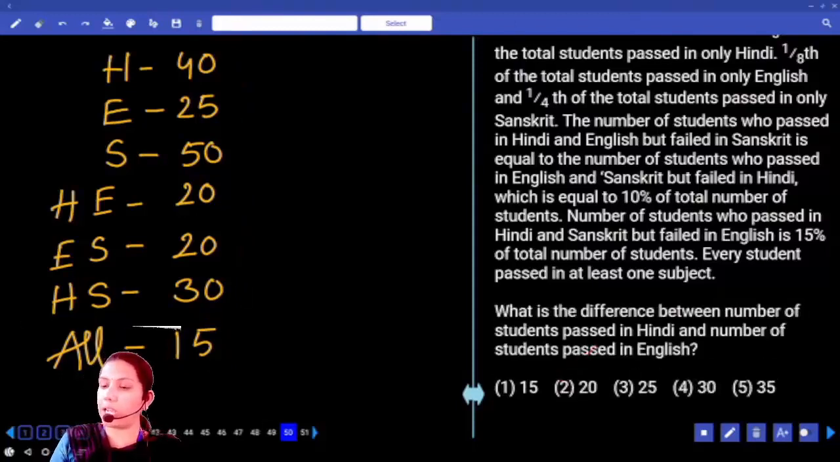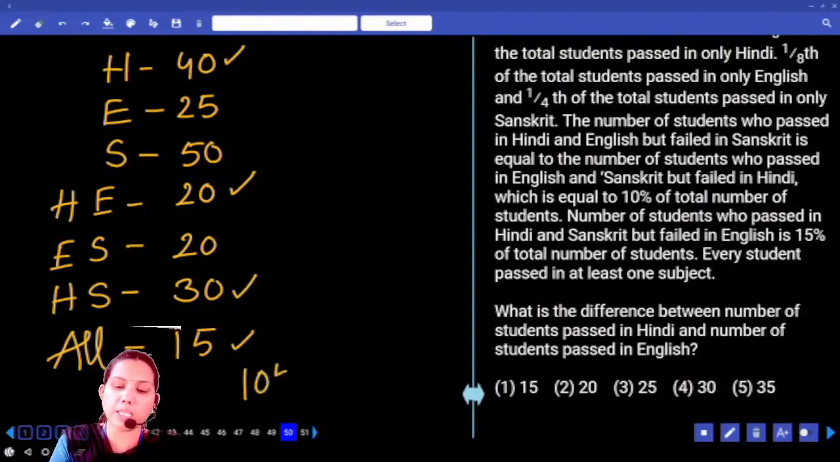Next question number 50. What is the difference between the number of students passed in Hindi and the number of students passed in English? Hindi, English and Hindi. Only Hindi, only English. Kaadu. Hindi and English. Hindi combination. What is Hindi actually? 40, 20, next 30 and 50. What is 40 plus 20? 60 plus 30? 90 plus 15? 105. Hindi-like students are 105.